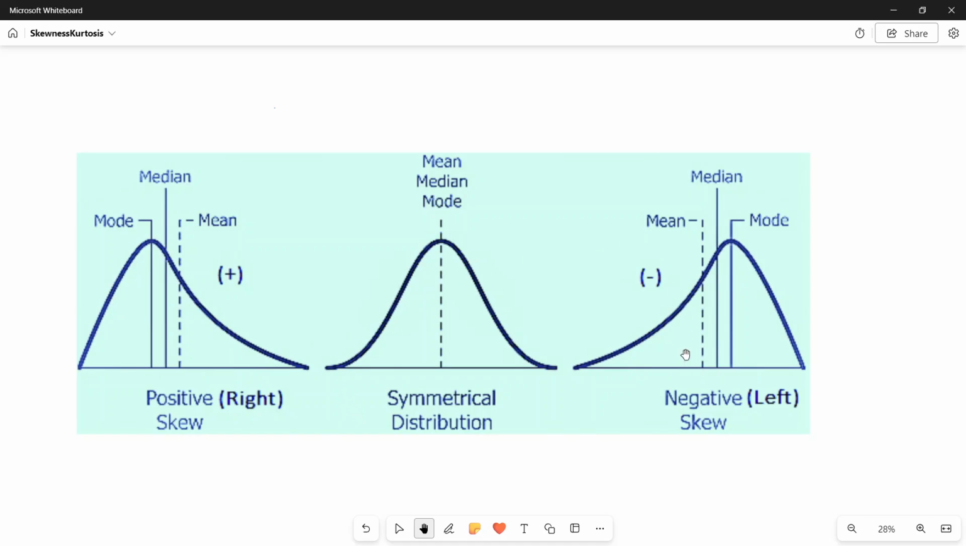In case of negative skew, similarly, because there are few values which are very small, our mean easily gets affected by such values on the left tail, and therefore mean will be the smallest of all the three. Then comes median, which is slightly less affected, and then comes mode. So mean is less than median is less than mode for negatively skewed data. So that's it for the interpretation.